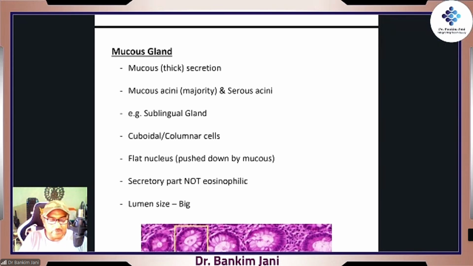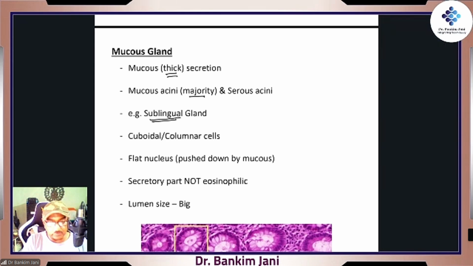So this next one is the mucus one. Mucus means it will be a thick secretion. So in this, as we discussed, mucus acini are the majority, and the serous acini will be fewer, right? Watery secretions. So that is the sublingual gland. Our saliva as such is watery, but then there are some thick secretions also. In the sublingual gland the quantity is less, but yes, that secretion is mucus.